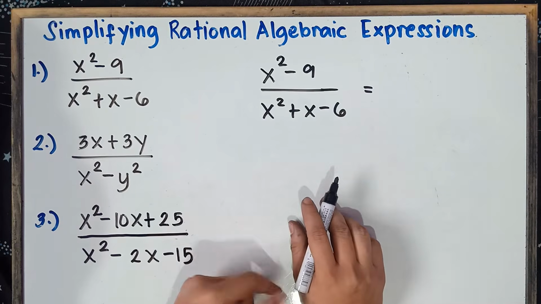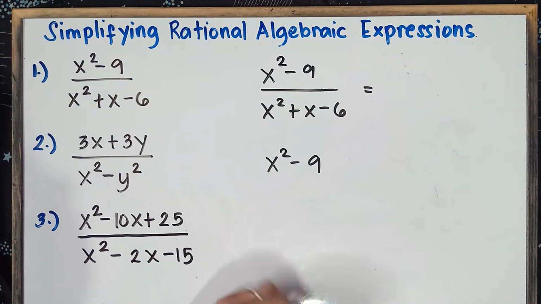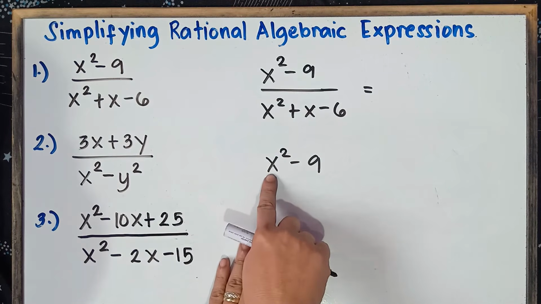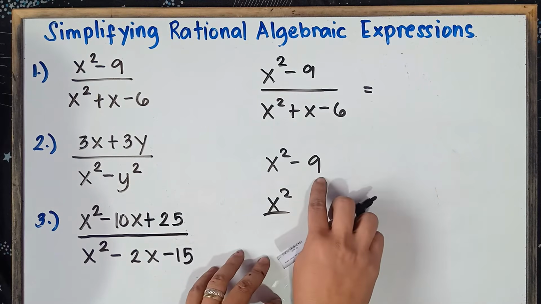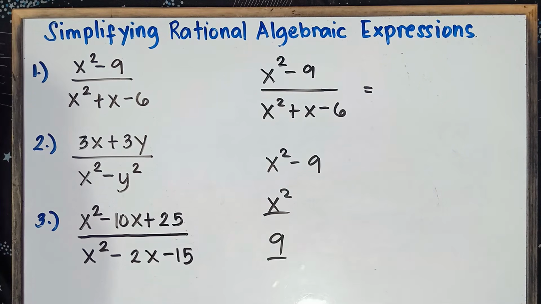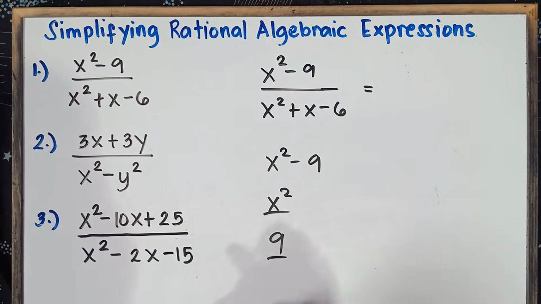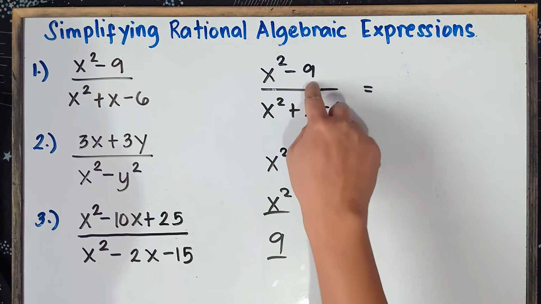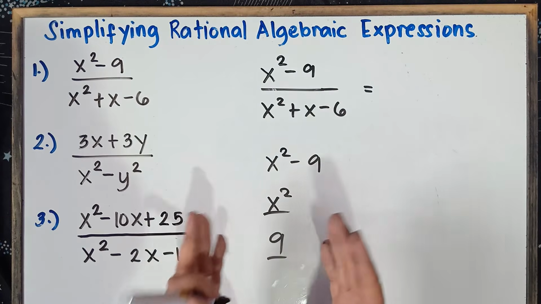You start by factoring the numerator, x squared minus 9. Can we factor this out? Yes, we can apply the difference of two squares. Your first term, x squared, is a perfect square, and your second term, 9, is a perfect square, and you have a minus sign in the middle, so you can apply the difference of two squares.